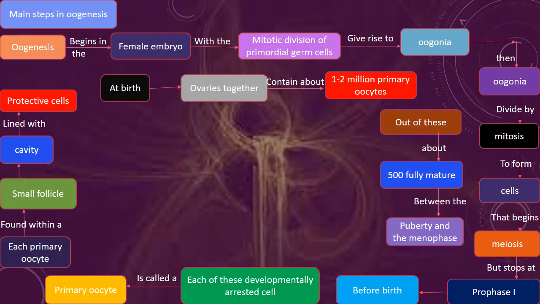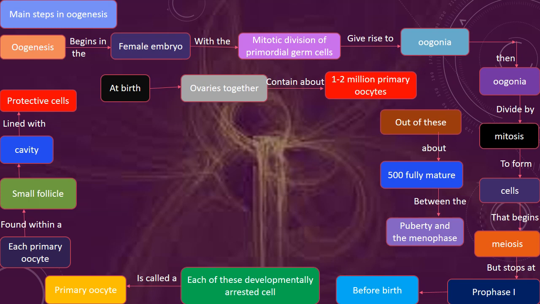Main steps in oogenesis. Oogenesis begins in the female embryo with the mitotic division of primordial germ cells, giving rise to oogonia. Then oogonia divide by mitosis to form cells that begin meiosis but stop at prophase 1. Before birth, each of these developmentally arrested cells is called a primary oocyte.